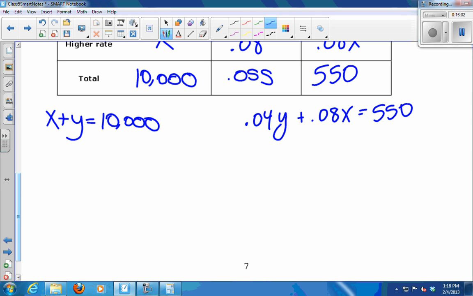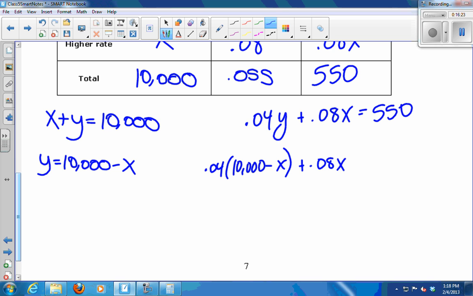Great. So let's solve for y. y is 10,000 minus x. Then in the other equation, you replace the y with 10,000 minus x. So I have 0.04 times (10,000 minus x) plus 0.08x equals 550. And now I only have one unknown in the second equation, so I can solve for x.